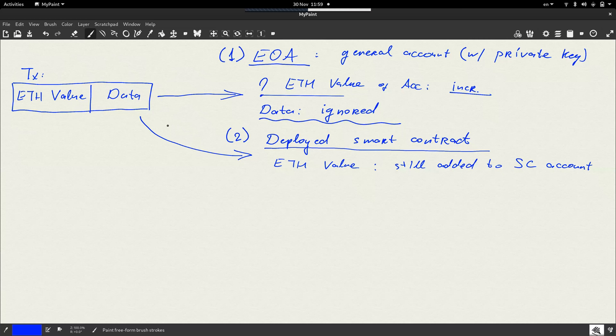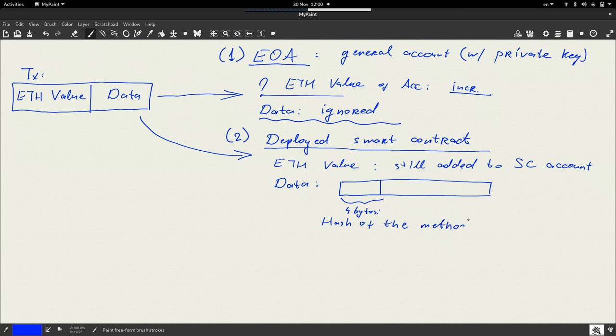But the data are parsed, and typically the data are the following. The data destined for a smart contract is a 4-byte prefix, which is a hash of the method signature. And this is the method to be invoked. The signature includes name and argument types, as usual. It is converted into a certain unified representation, a string, and a hash of that string is taken.